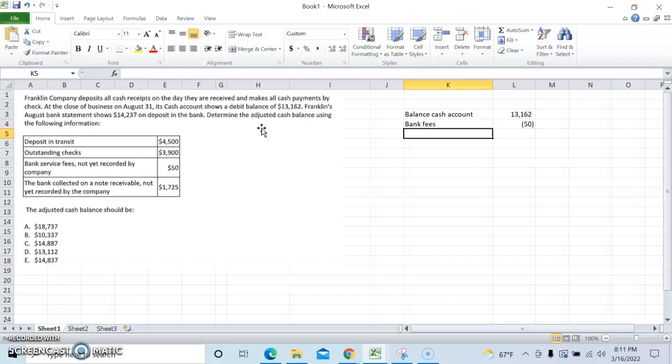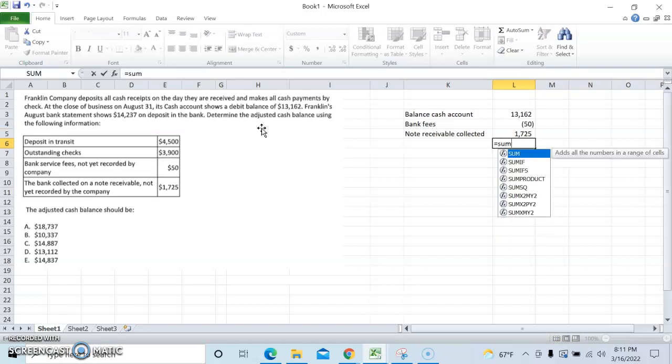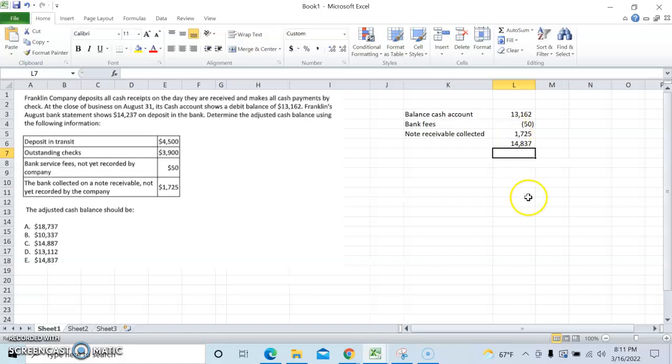Let's move on down. The bank collected on a note receivable not yet recorded by the company. Once again, not yet recorded by the company. It's already on the bank side, so the adjustment's going to be on the book side. We're going to need to add 1,725 because the bank is collecting on money for us. Oh, sorry. Note receivable collected, 1,725. And now we just add these up. And that is going to give us the answer. 14,837 is going to be E. E and C are very close, but it's going to be E.